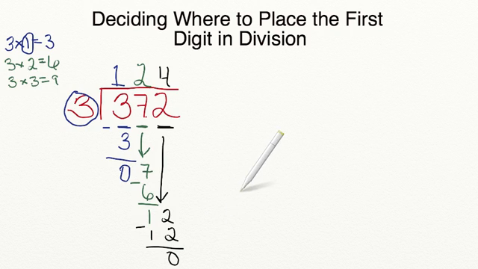Now it's important to remember that I had to line up my quotient with whatever place value I was trying to fit my divisor into. And that's going to make sure that I have the correct place values when I'm finding my quotient.